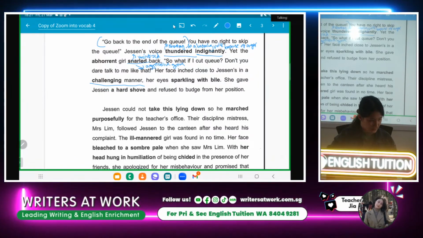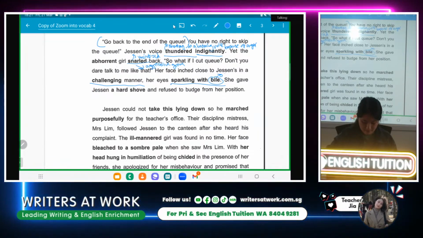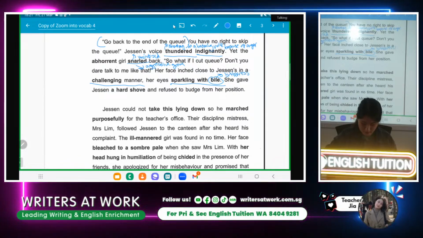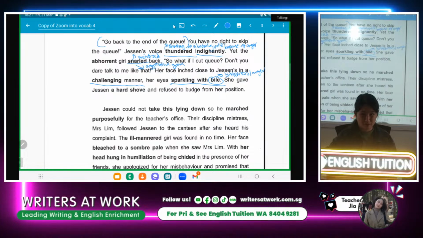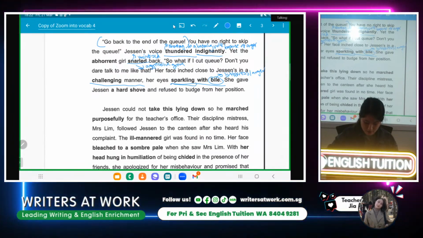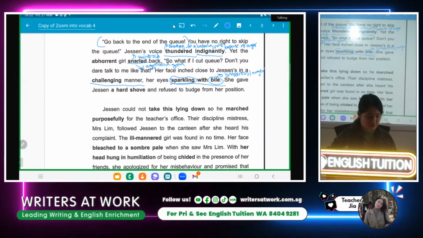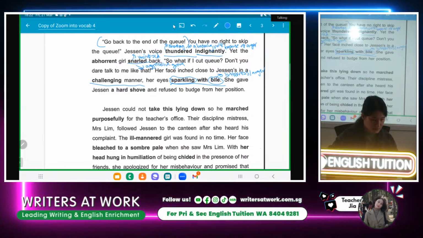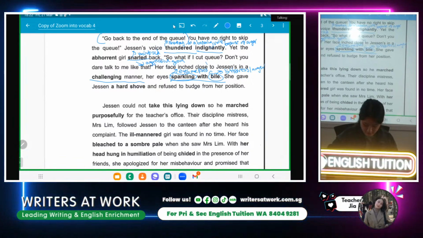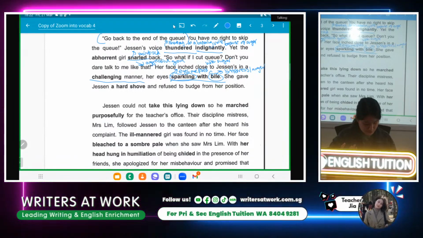Her eyes sparkling with bile, okay? So when you say eyes sparkling with bile, bile can mean a liquid of some sort, but it also means bitterness or anger, okay? So again, it's very common for words to have more than one meaning. It's very important to use it in the right context, okay? You can say that her eyes were glinting, okay? She is ready to fight, okay? Essentially it means that her eyes are filled with anger, so she is very angry. She feels like this is not how it's supposed to be. She feels like she is in the right, okay?